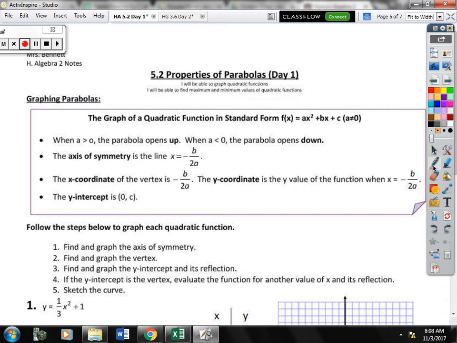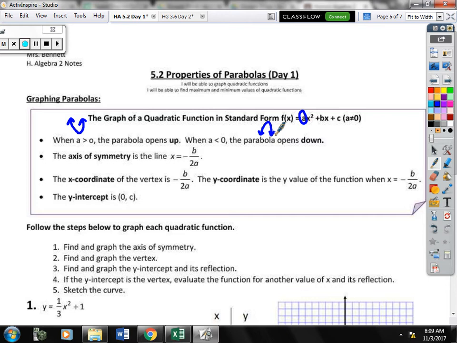You do want to look at the a value, and if the a value is greater than 0, meaning it's a positive number, then the parabola is going to open upward. If a is less than 0, meaning that it's a negative number of any kind, it will be a parabola that faces downward. So that'll give you kind of an idea of what the graph should look like.